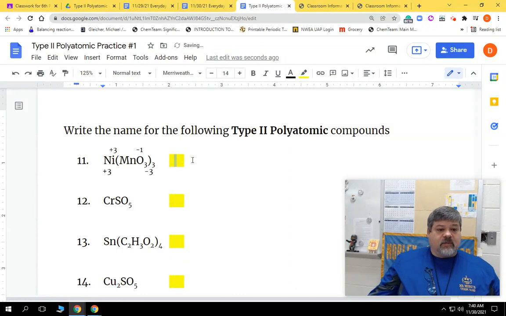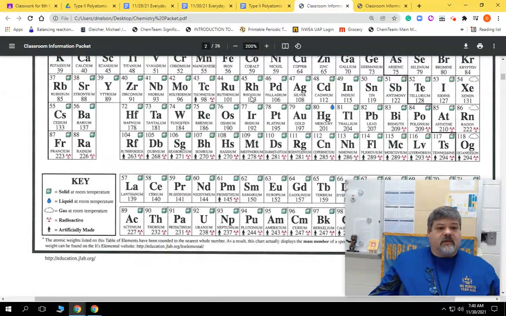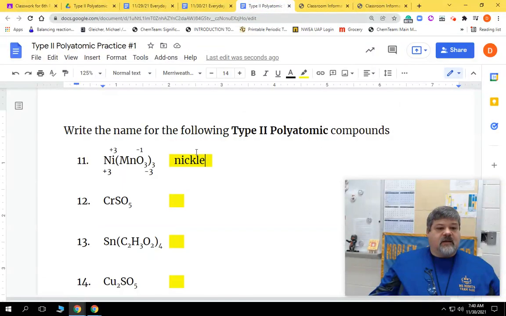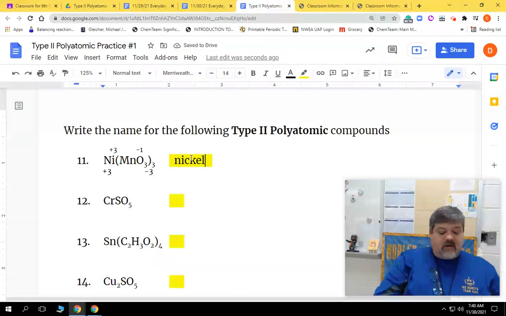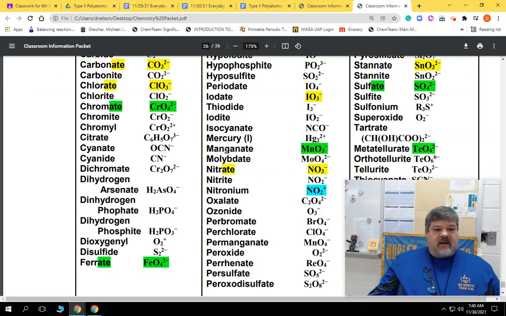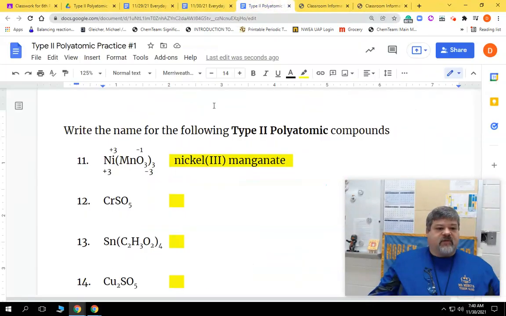So we're going to call this one nickel. If I spelled nickel right, N-I-C-K-E-L. So it's nickel, then parentheses 3, and then it's manganate. I'm not sure I spelled that right. Right here, manganate. Hey, we got that one.